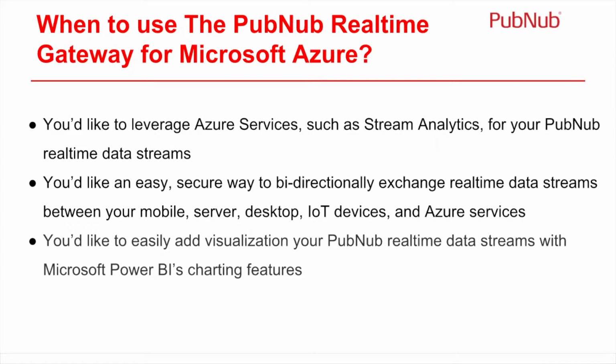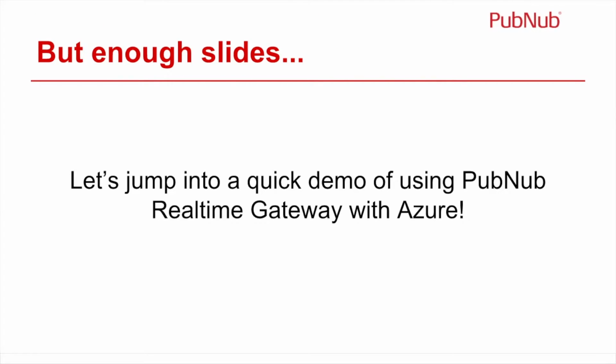So when should you use the PubNub Realtime Gateway for Microsoft Azure? If you'd like to leverage Azure services such as Stream Analytics for your PubNub real-time data streams, or if you'd like an easy, secure way to bidirectionally exchange real-time data streams between your mobile, server, desktop, IoT devices, and Azure services. Also, if you'd like to easily add visualization to your PubNub real-time data streams with Microsoft Power BI's charting features. But enough with the slides.